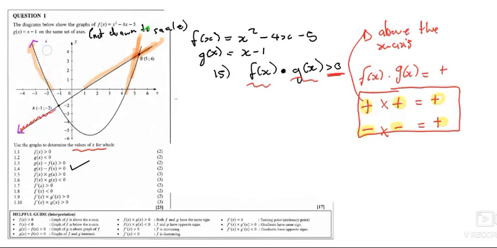From here, from where the parabola is above, where's the straight line? The straight line is below. So the y values of the straight line are negative and the y values of the parabola are positive. If you multiply something negative and something positive, what are we getting? A negative. It's not going to work.